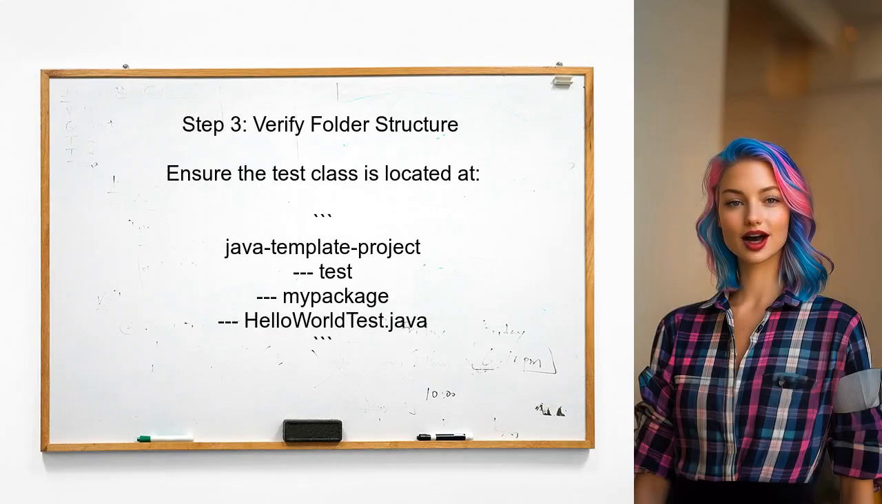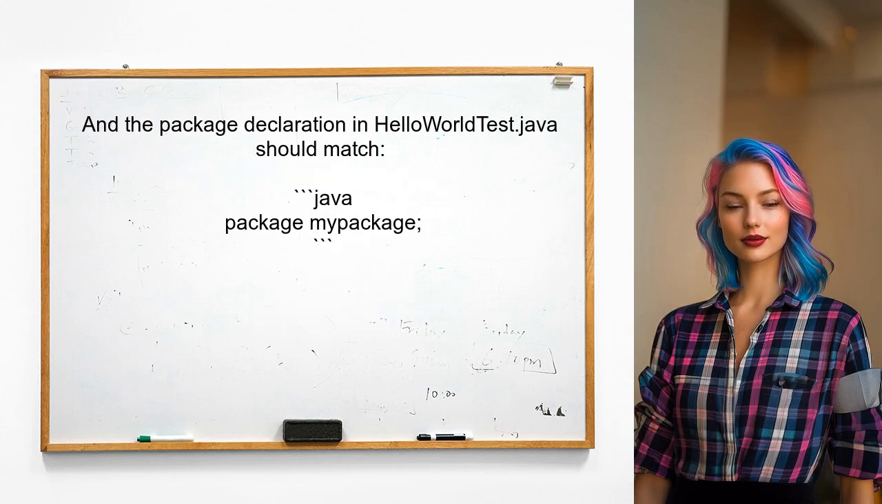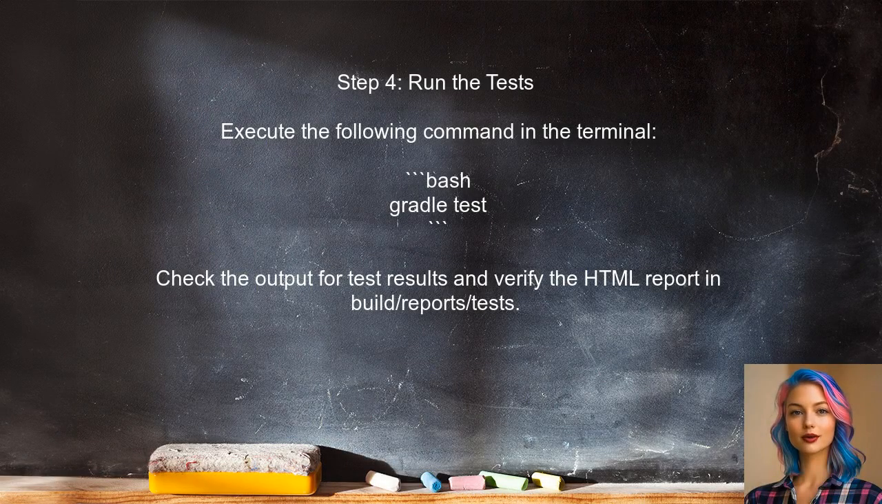Now, let's check the folder structure to ensure that the test classes are located correctly. The user should verify that the test class is in the right directory and follows the package structure. Finally, the user should run the tests again using Gradle. They can do this by executing the command gradle test in the terminal. This should now produce the expected output, indicating that the tests have run successfully.